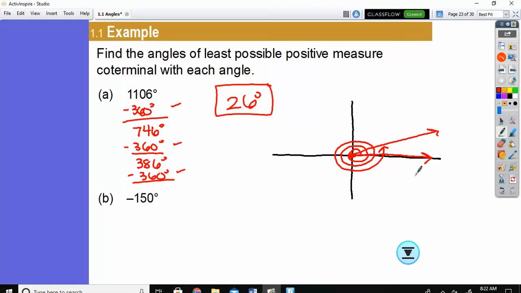Now, the only time I would ever ask you to do this is maybe on tonight's homework assignment. After that, if we ever need to draw this, I would just have you draw the 26 degrees, because all we really care about is that coterminal piece.